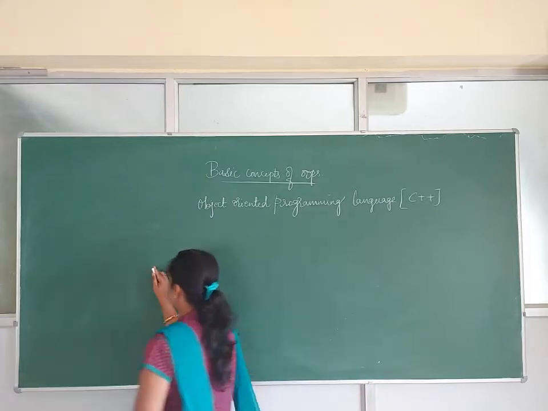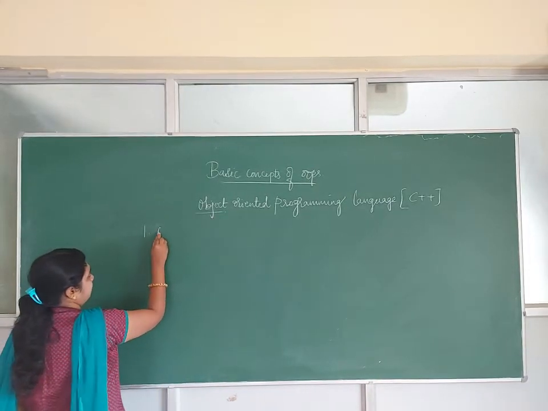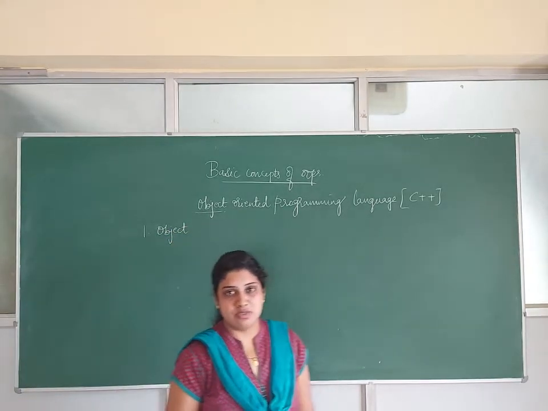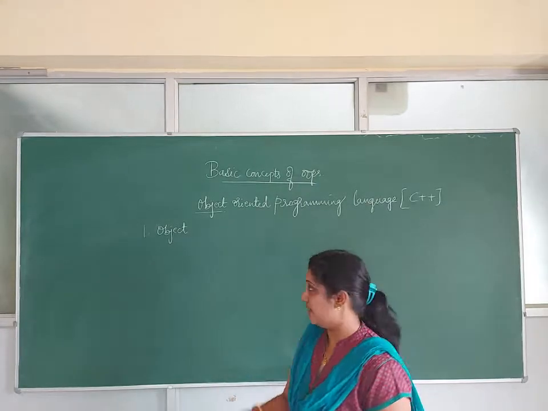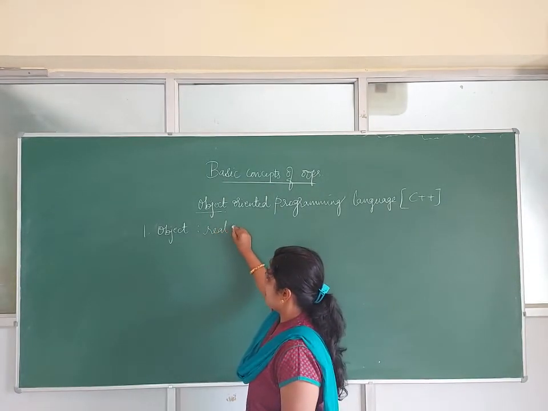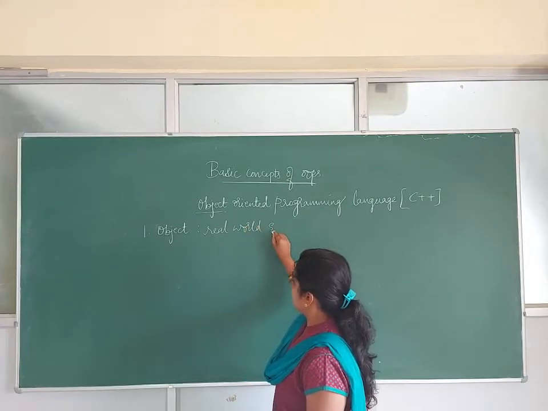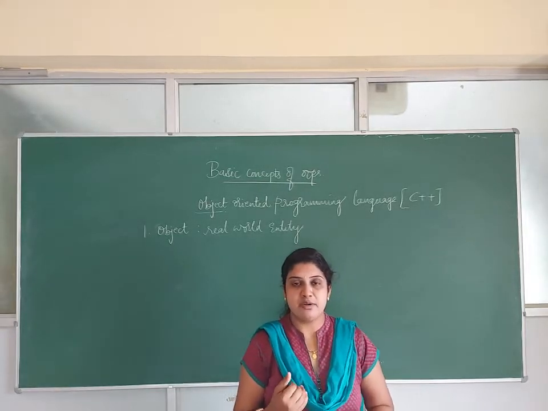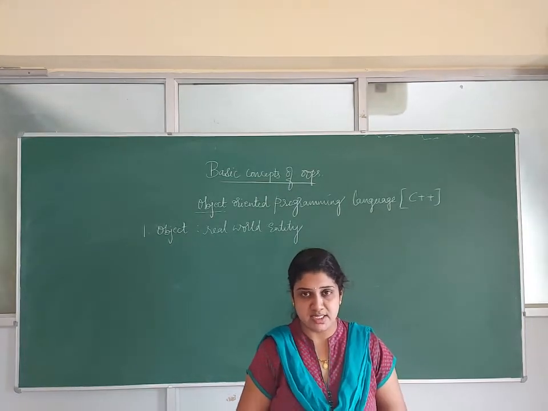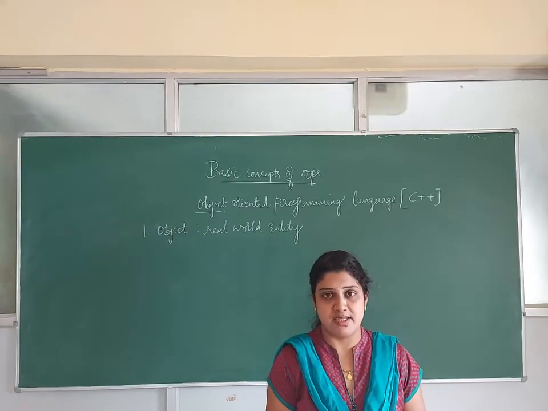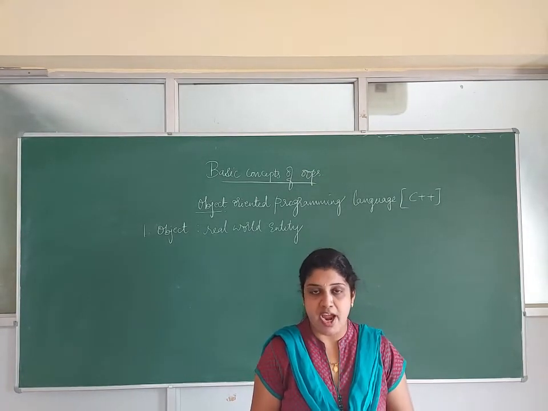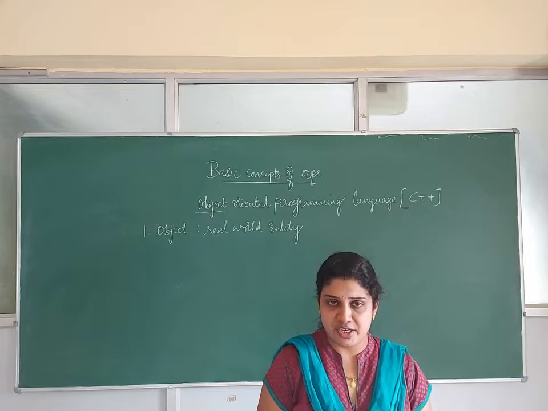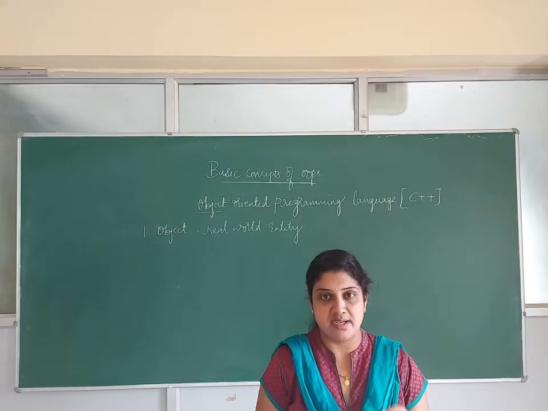The first one is object. What is meant by object? I can call object a real world entity. It is a real world entity and it can be anything. You can consider a thing or a person or a place. Object may be anything and it should be related to a real world entity. And objects can be identified with some characteristics and behavior.